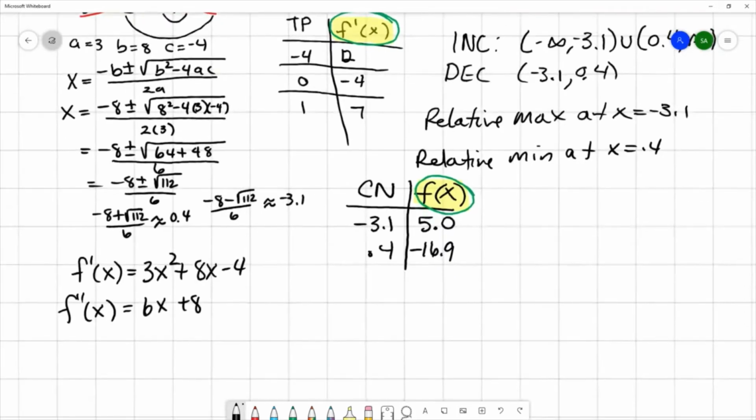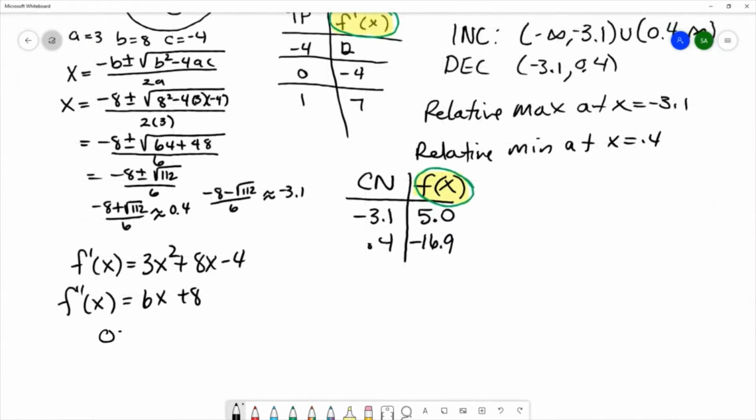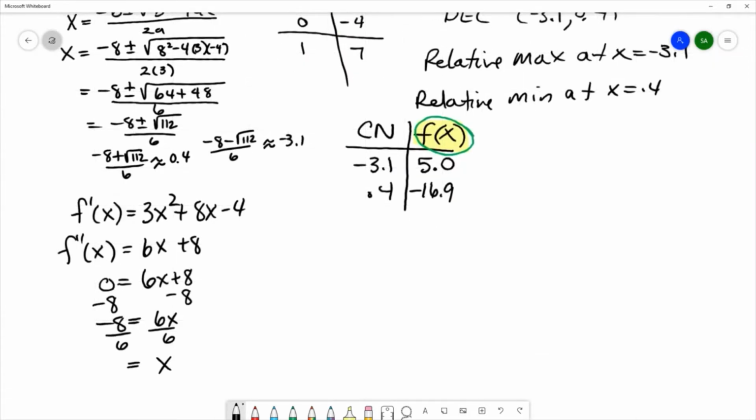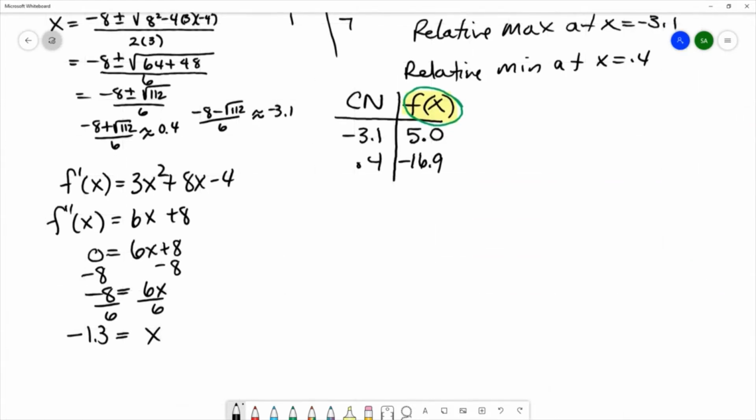We're going to find the critical numbers from the second derivative by setting it equal to 0. I subtract 8 and get 6x equals negative 8. Divide by 6, and x equals negative 1.3. So the second derivative is going to tell us about the concavity, which is the shape of the curve. So we're going to build our chart with that critical number of negative 1.3.